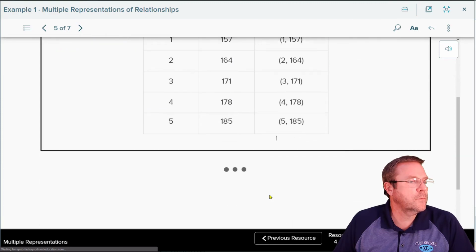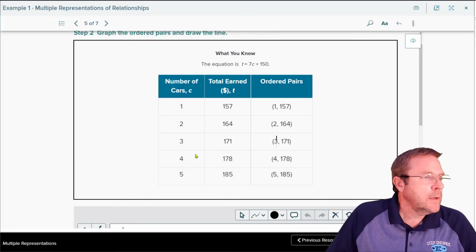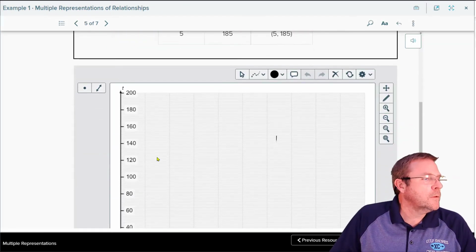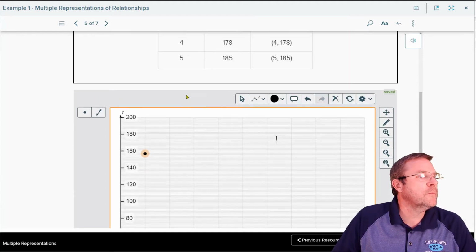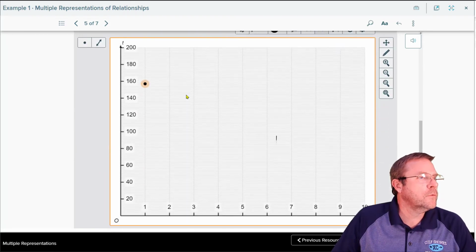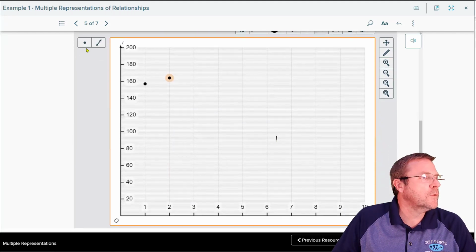And from here we create all that information on a graph. There's our ordered pairs, and there's a place for us to graph it. Excellent. So our first point is going to be at 157. Where x is 1, y is 157, right there. Our next point is 164. So I'm going to go where x is 2, y is 164, which is right there. Our next point is 171. So where x is 3, y is 171.